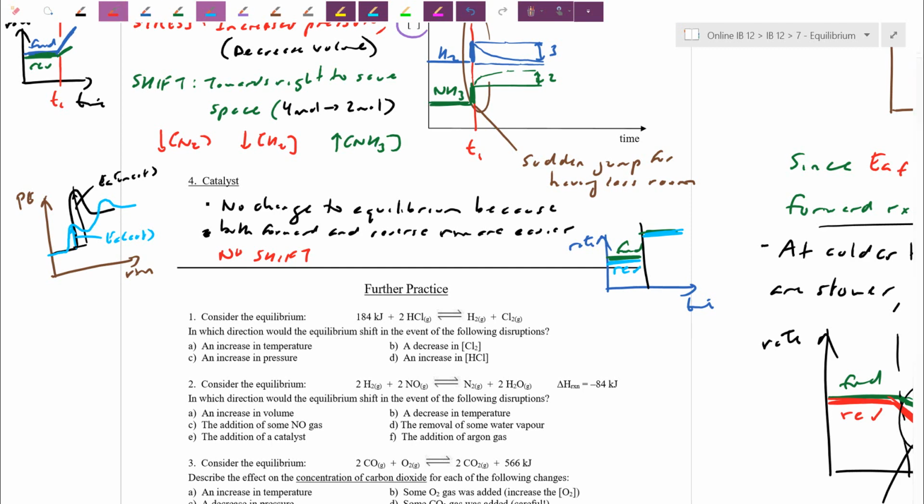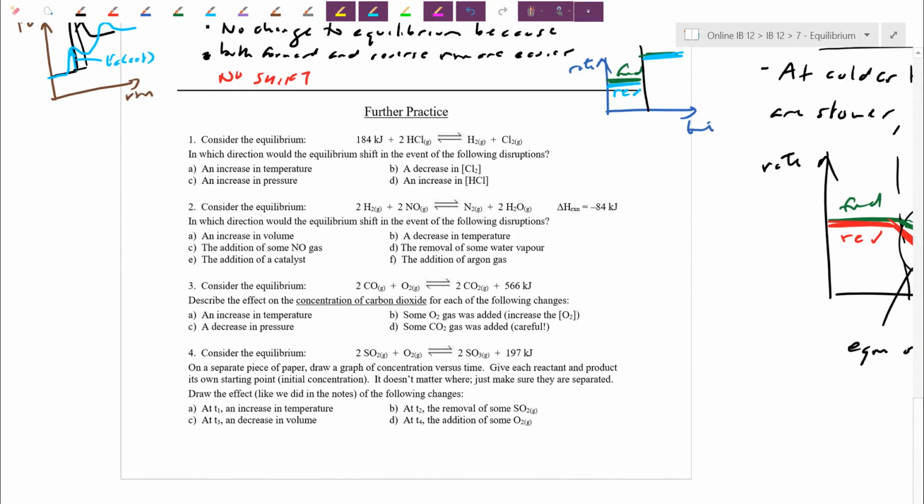Right? So definitely practice these questions down here. They're going to give you a few equilibrium systems. They're going to tell you what the stresses are. And all you're going to try to predict is, does it shift left or does it shift right? Okay. Get a lot of practice with this one here, and then we'll go from there tomorrow.